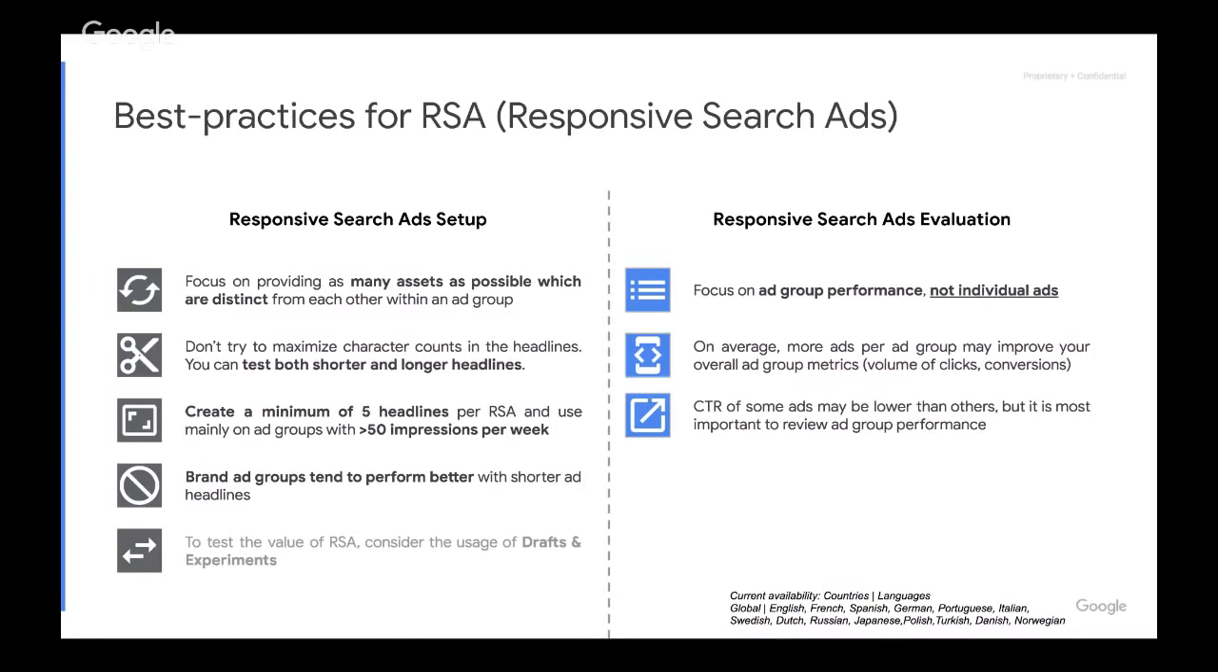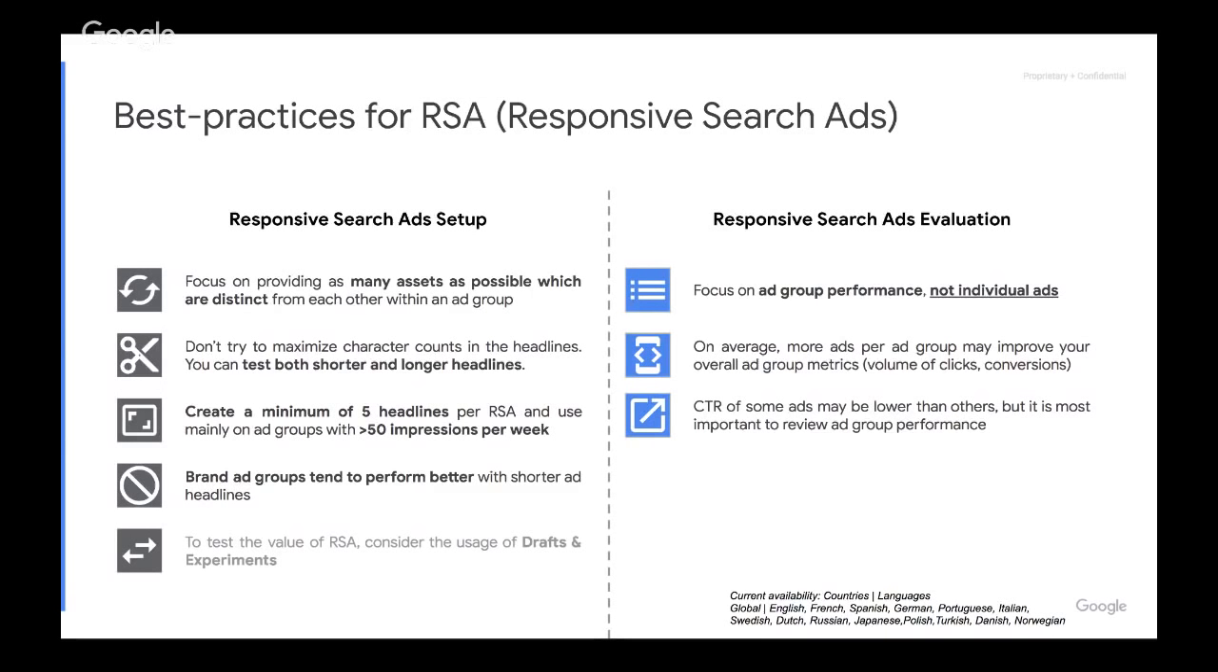Here are some best practices. So provide as many assets as possible. Test both long headlines and short headlines. Sometimes for branded queries, the short ones will work better. Create a minimum of 5 headlines per RSA. Brand ad groups tend to perform better with shorter ad headlines, as mentioned.